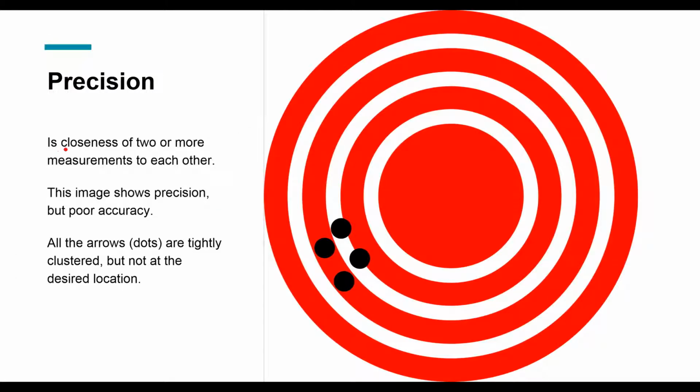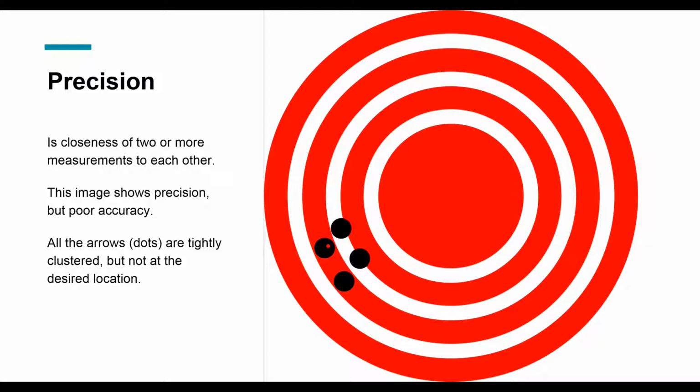Precision is all about the closeness of 2 or more measurements to each other. So really, this image shows precision, but poor accuracy. We just mentioned that we want our accuracy to be right in the middle, in this big center point. And here is where our arrows hit the target. They're pretty well close together.